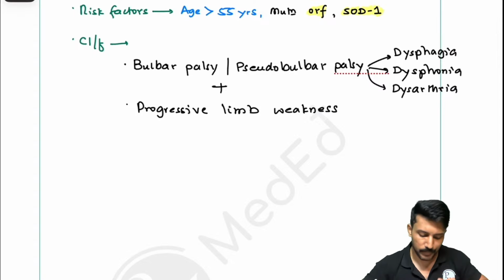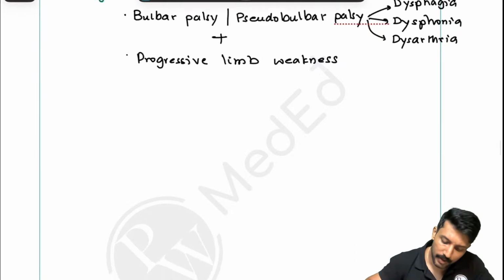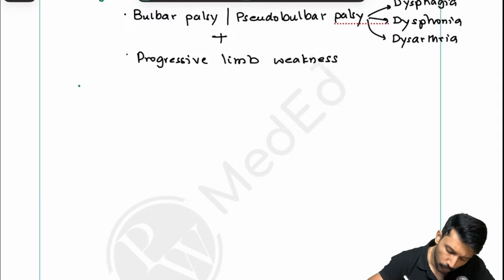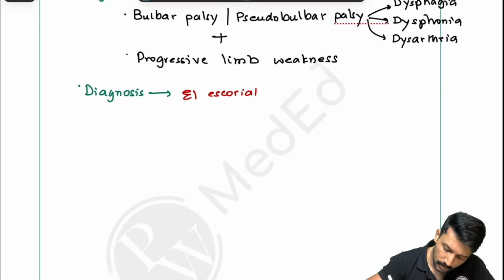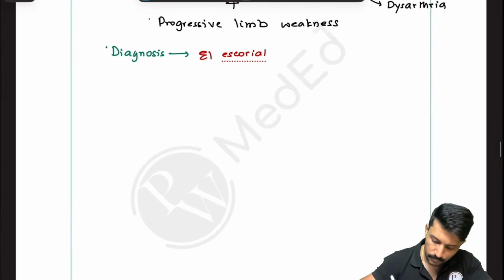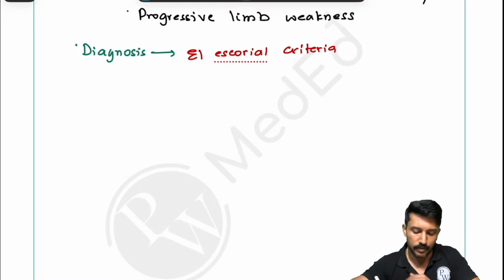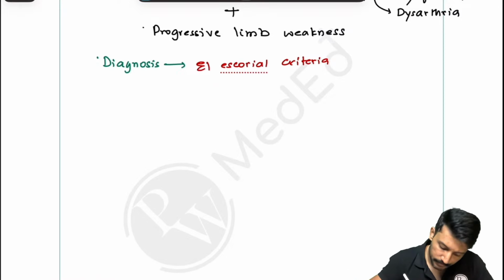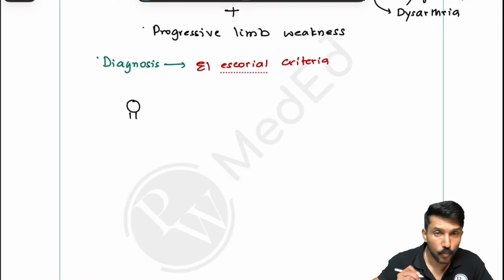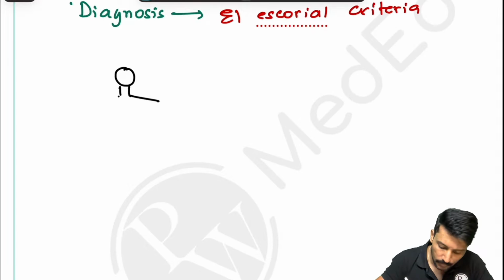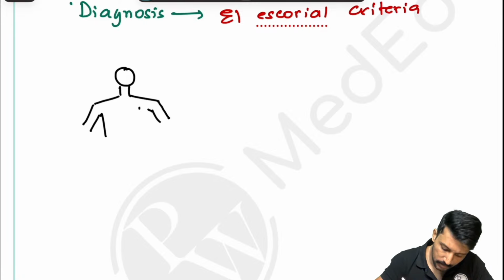It's a classical example. Now, when I get this patient, how am I going to diagnose these patients? For the diagnosis, we follow what is called the El Escorial criteria. So what does the El Escorial criteria say? Our human body, we have divided into different regions. So what are those regions? Head and neck is one region. Then my upper limbs are one region, and then my lower limbs are another region.